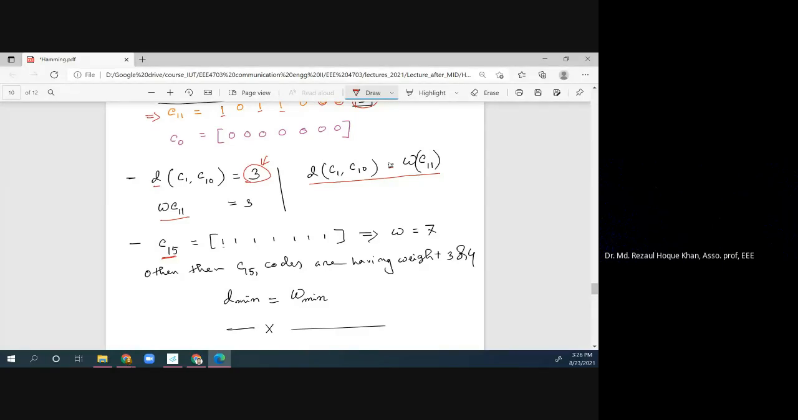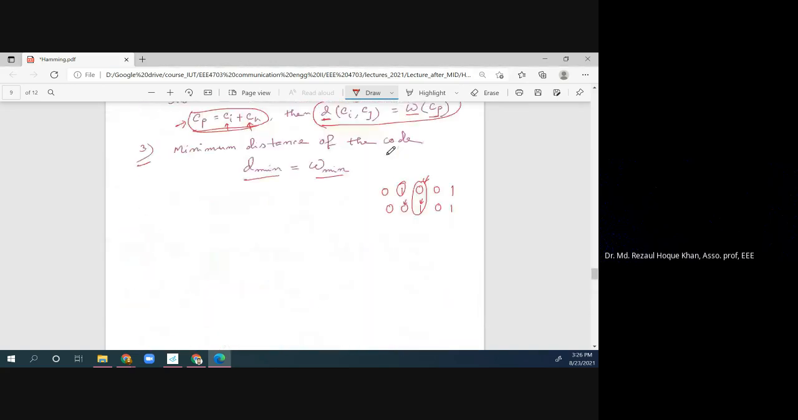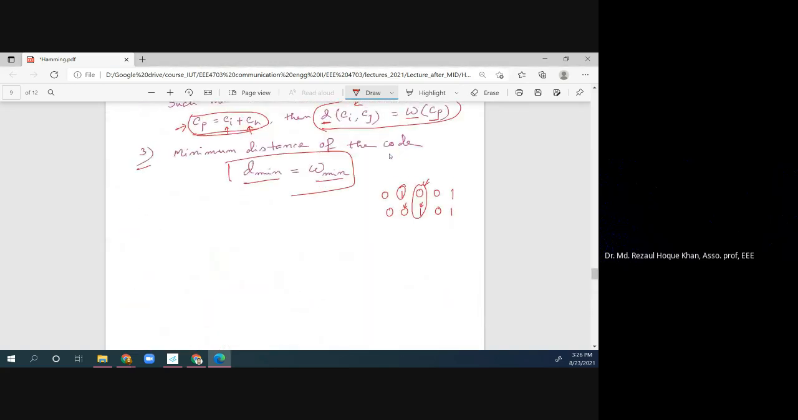When you complete the whole code, we will see that C15 will be all ones: 1 2 3 4 5 6 7. So the weight will be 7, seven ones. So the maximum weight is 7. But except for this code, all other codes will have a weight of either 3 or 4. What is the minimum? The minimum is 3. So the minimum weight is equivalent to the minimum distance. Minimum distance is 3, so this condition also is fulfilled.